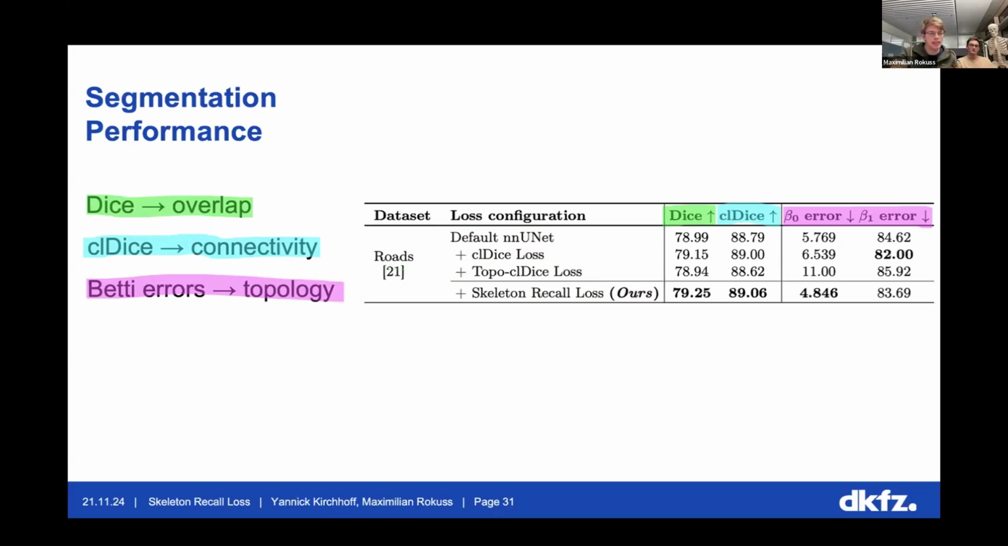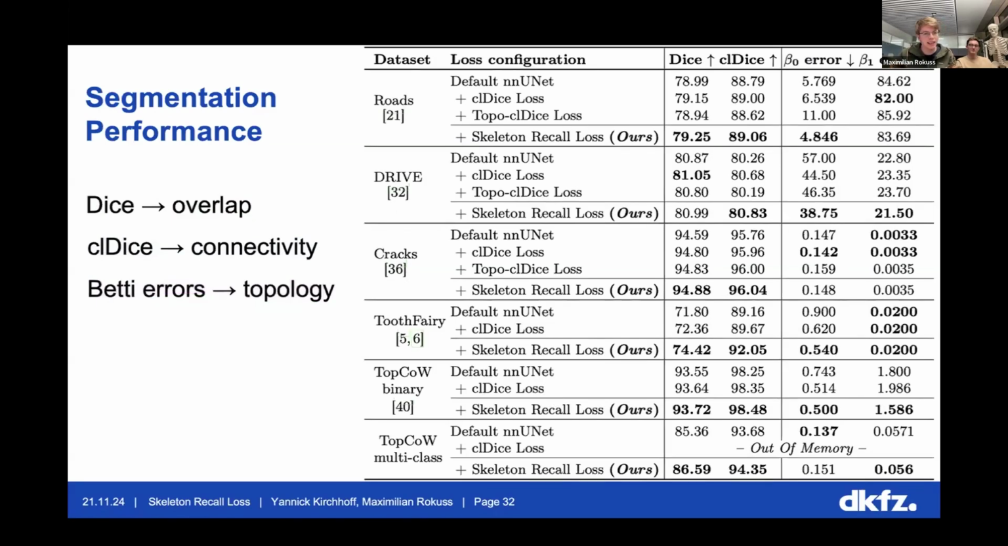And as you can already see here, just for this example of a roads data set, we outperformed all the other methods on 3 of the 4 metrics we are looking at, and were quite competitive on the Betti 1 error. And yeah, as I already mentioned, the whole results table is quite large. So let's go through it step by step.